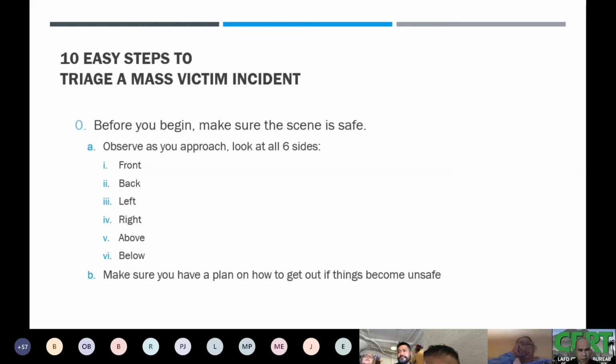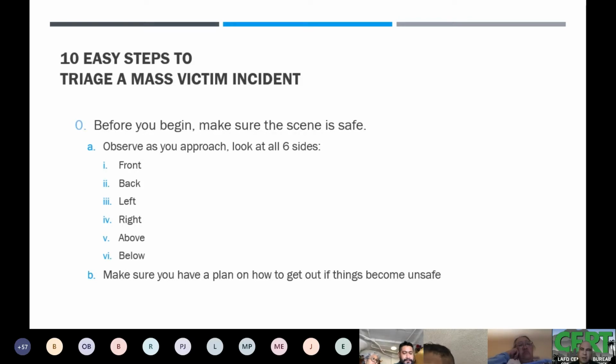Before you do anything, make sure the scene is safe. Step 0 will always be make sure the scene is safe. As you're approaching the scene, observe all 6 sides: front, back, left, right, above, and below. If you walk up on something and you can only see left and right of you, you don't know what's behind this incident. You're putting yourself in danger by not making sure that there is not some sort of raging fire or green gas floating through the air behind it, or power lines that are down behind it.